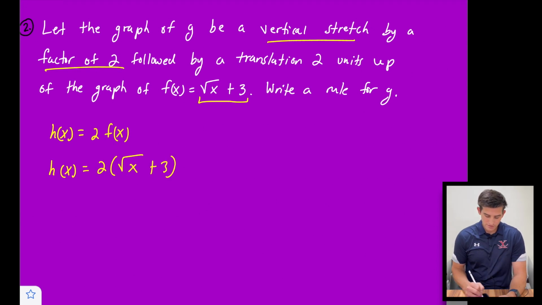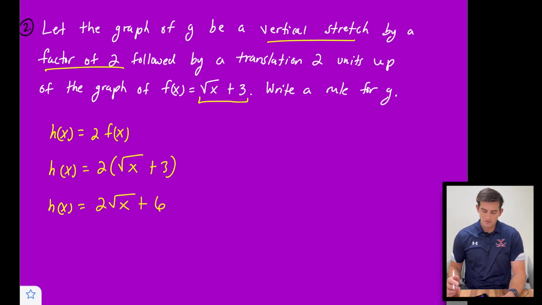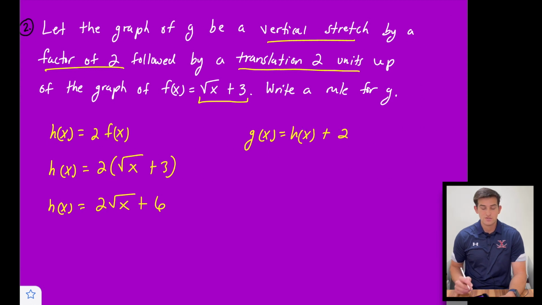Now we can distribute that 2 to simplify that a little bit. So we get 2 root x plus 6. Now our next transformation is a translation 2 units up. So now we could say g of x is equal to h of x plus 2, right? Because that's what a vertical translation up would look like.